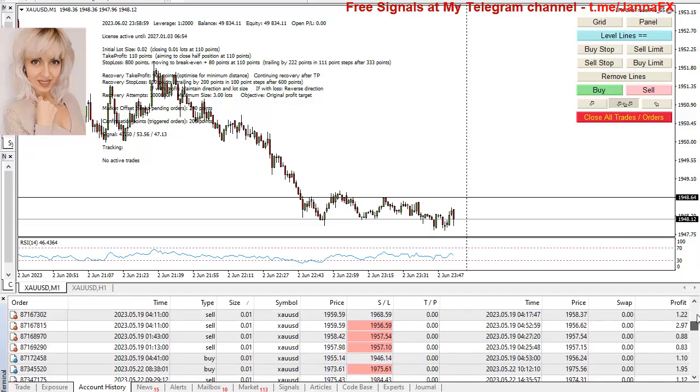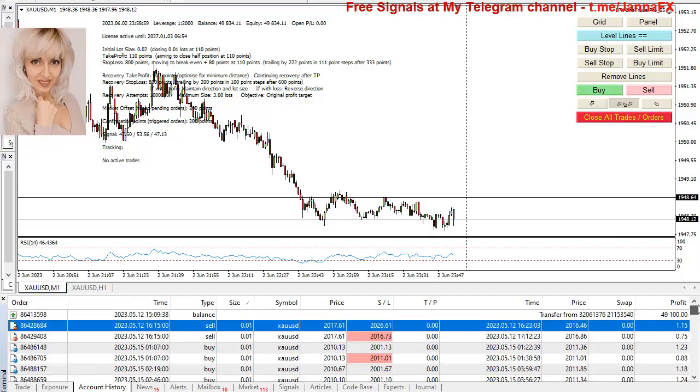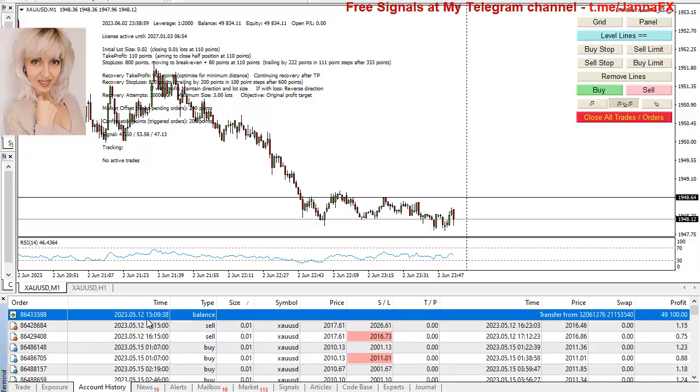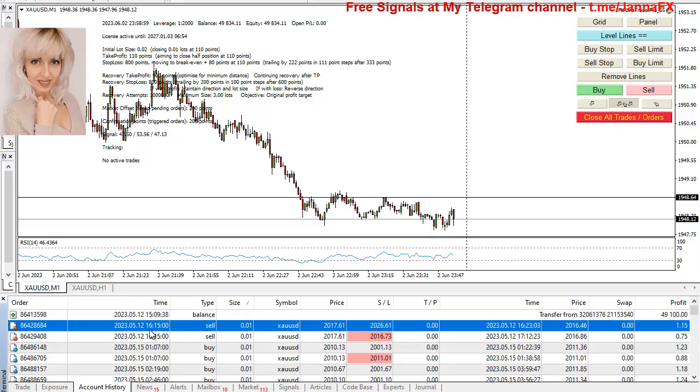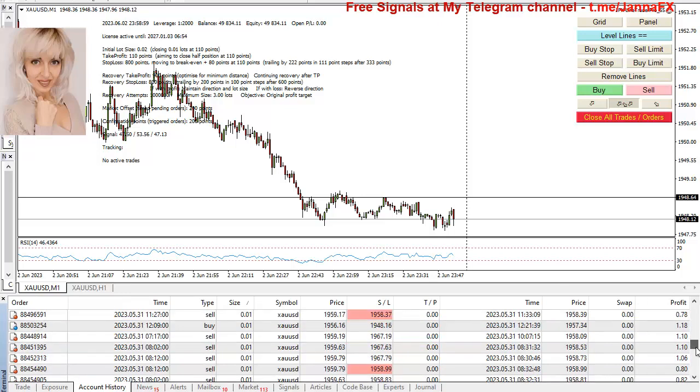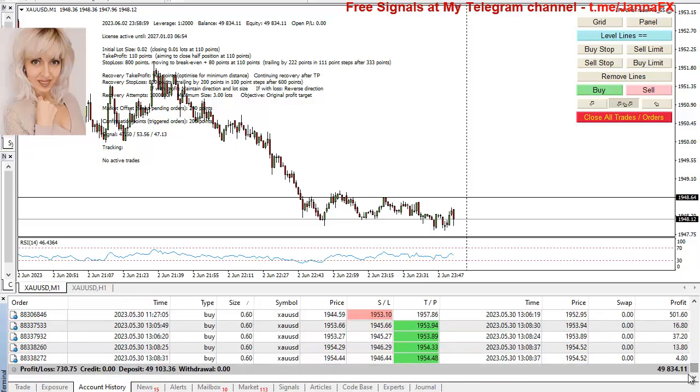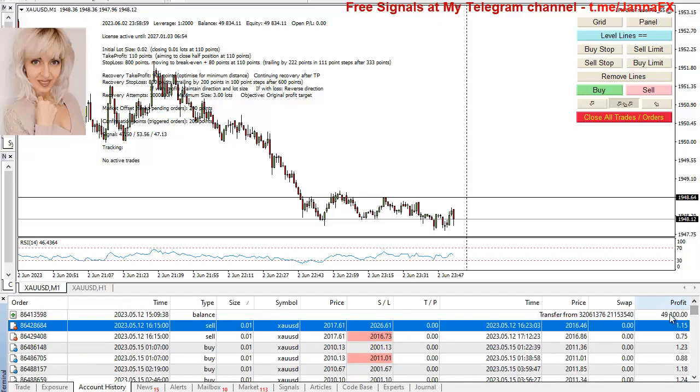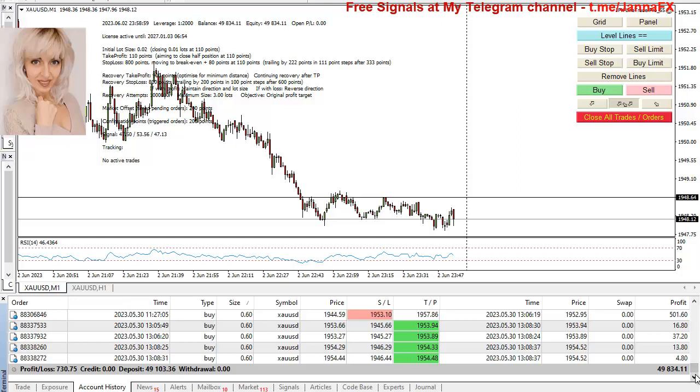So this one has only been running for less than a month. As you can see, the deposit was on the 12th of May, so it started to trade from the 12th of May. And as you can see, guys, the result is 730, which is cents. So it is not a $49,000 account, it is a $490 account, like 491, and it made $7.30.